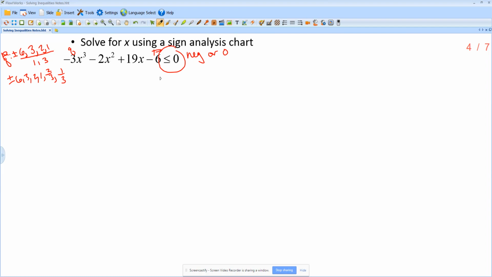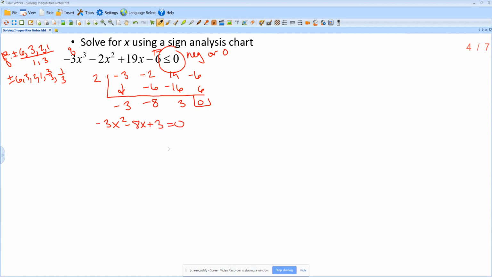Then I use my graphing calculator to figure out which one of these is the correct one to synthetically divide by. Negative 2, actually positive 2 is going to work. So if I synthetically divide by that, I get -3, -2, +19, -6. I bring that down and then I start multiplying. Remember that algorithm for synthetic division. So what I have left here is -3x squared minus 8x plus 3 equals 0. One of my critical values is already x equals 2. It's one of the ones I need to remember.